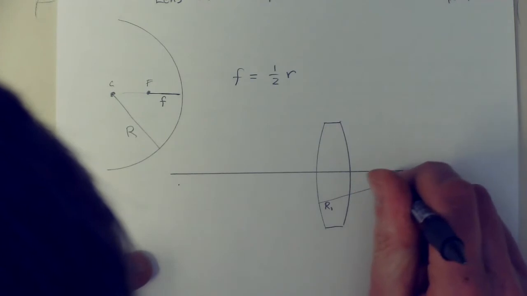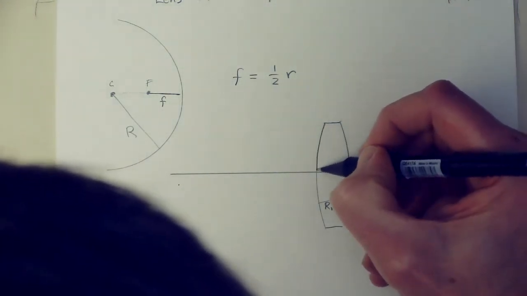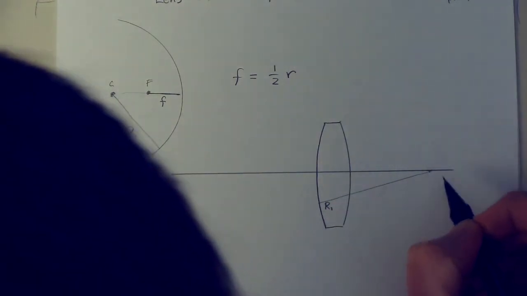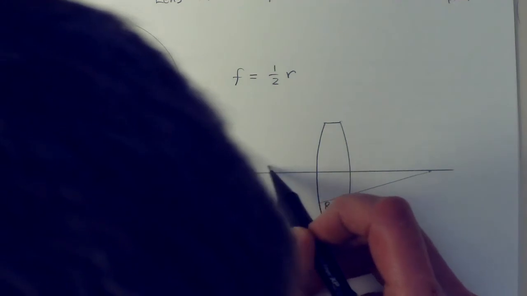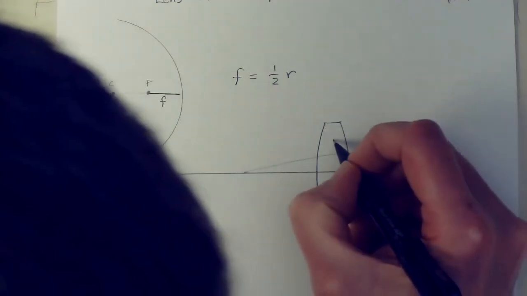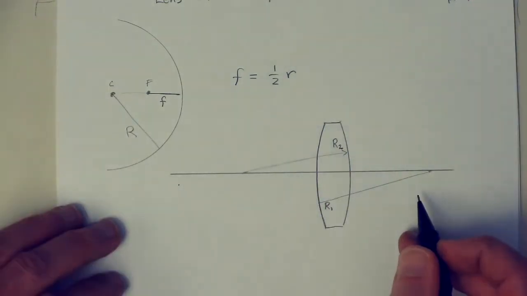Let's put it over on that side. It's the first surface that the light encounters. Over here, we'll call that the radius. But it goes to a point over here. And then on the other surface, there will be another radius of curvature there. And that could be called R2, these 2 surfaces.